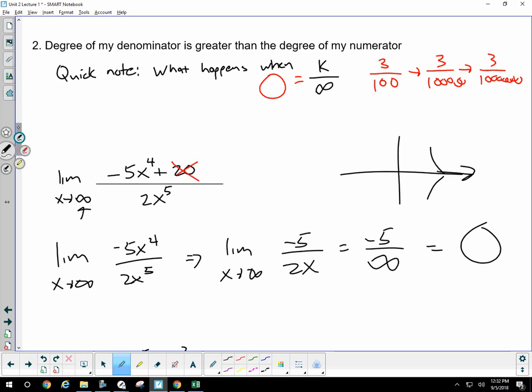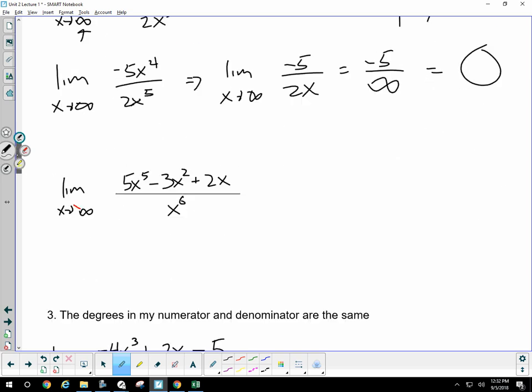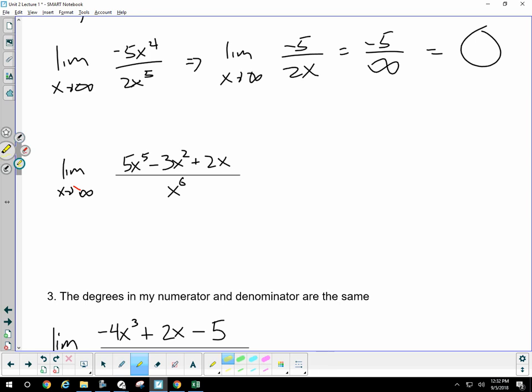Now, does the sign matter? Go ahead and look at this one. If I approach negative infinity, would that change it? And it wouldn't. It would be the same thing. The sign does not matter in this situation.